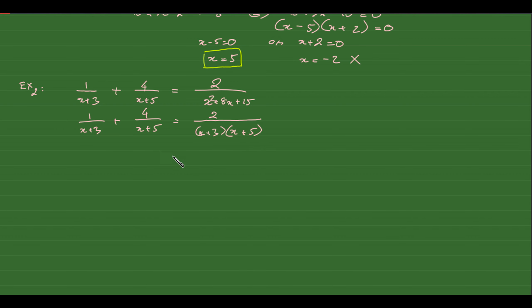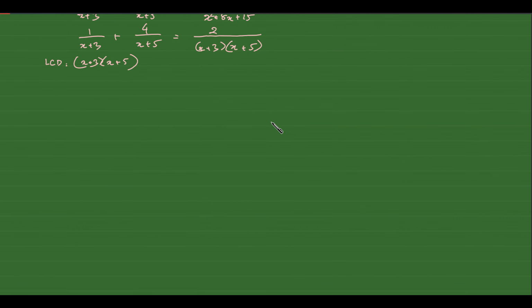It's very straightforward. And now I see that the LCD could be x plus 3 and x plus 5, right? All right, that's the LCD. So I will just go ahead and multiply over here. We're missing the x plus 5 here. So I'm going to just go ahead and put x plus 5 there. And over here I have x plus 3, right? And I just put the x plus 5 here.